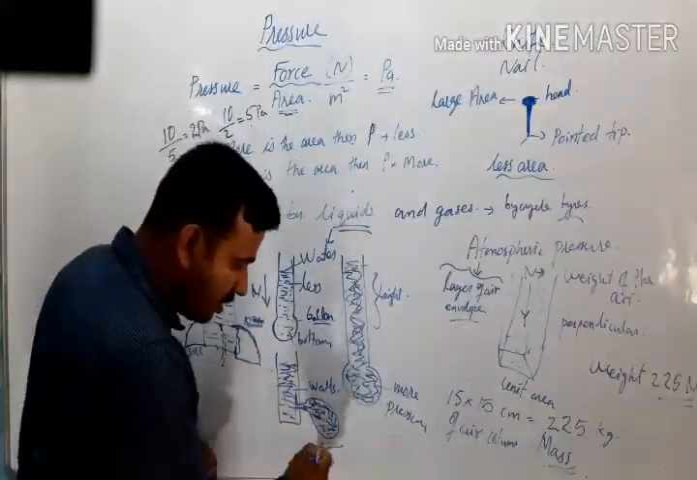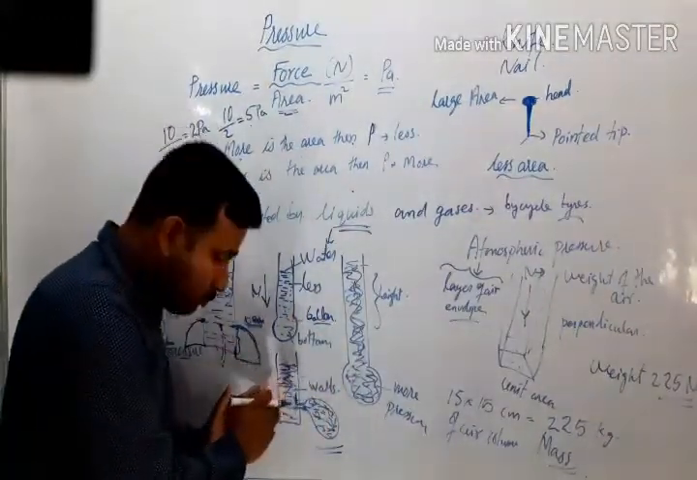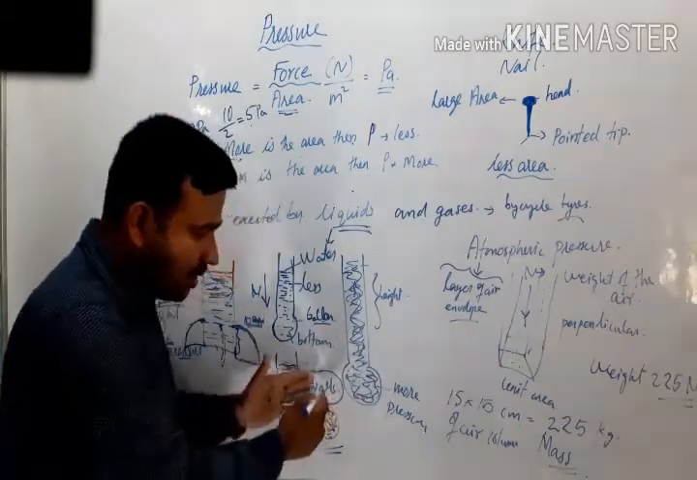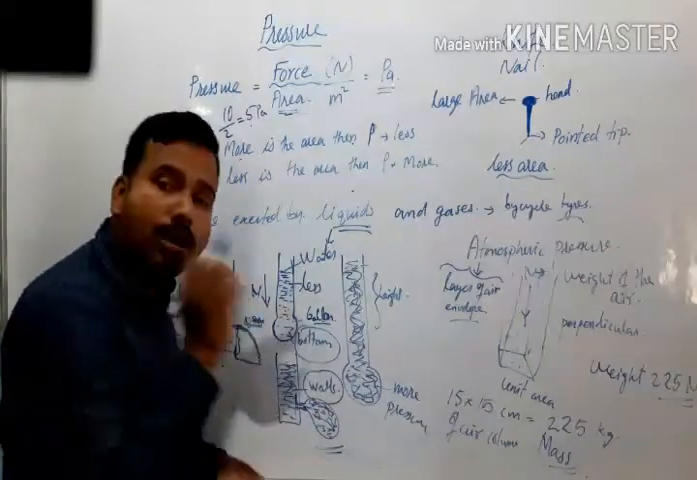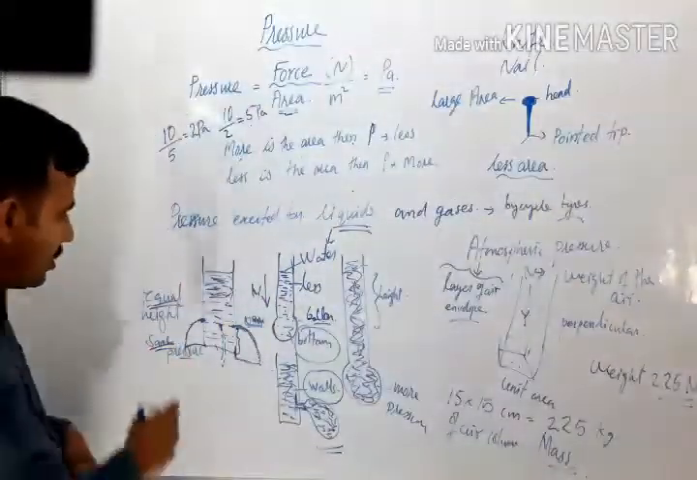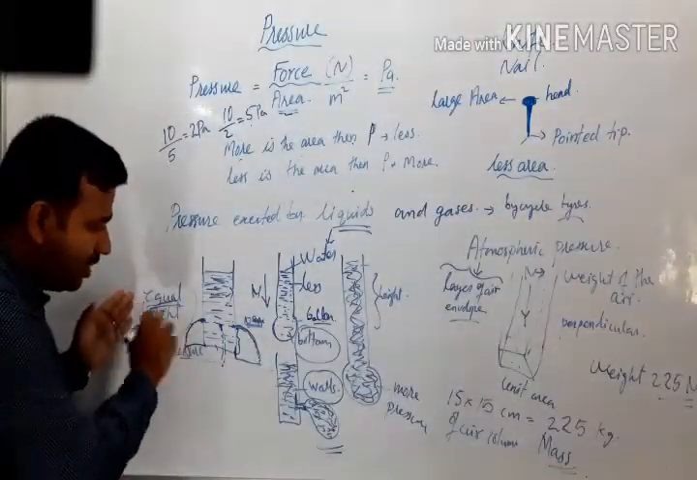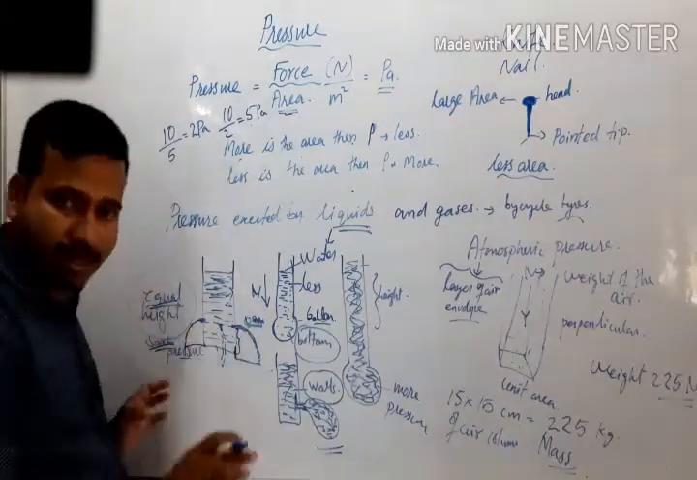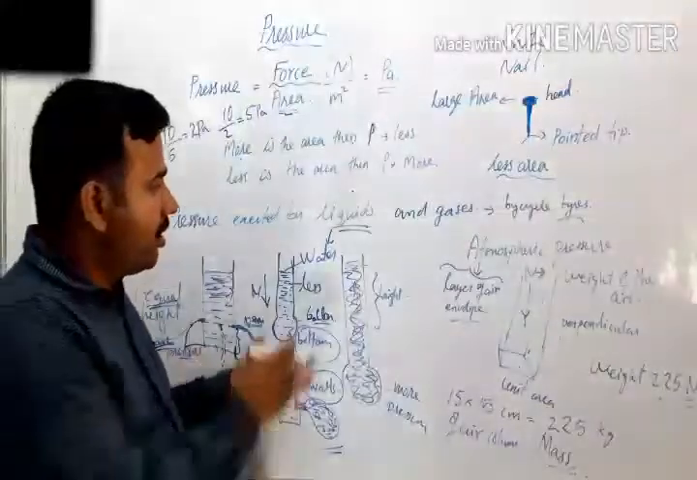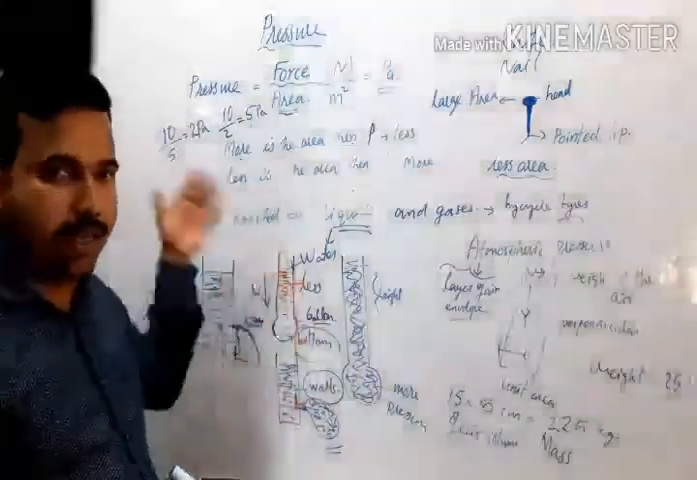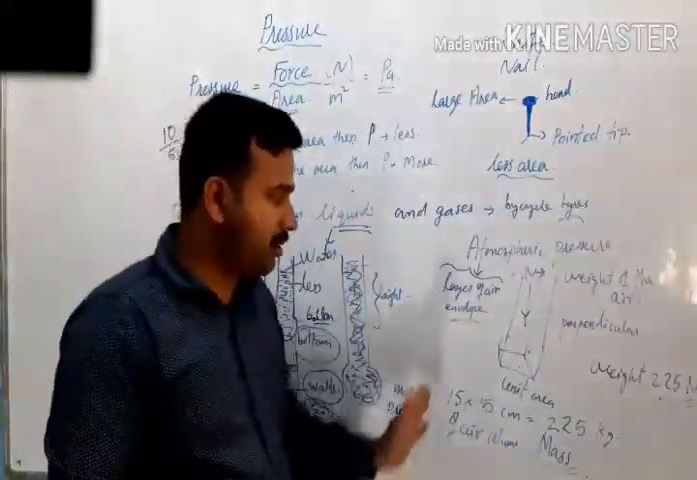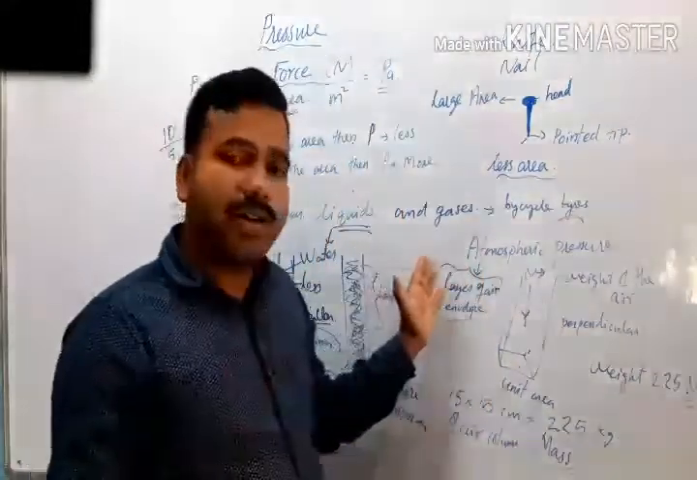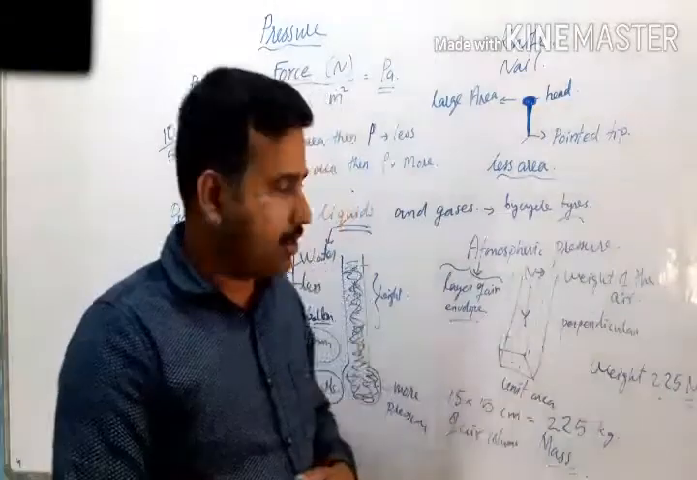So that means what? Liquids exert pressure on the walls of the container as well as at the bottom of the container. And one more thing, at equal height, the pressure will remain the same. I hope it is clear. Just rewind this video and watch this particular part again, so you will understand more. Okay, if you have any doubt, you can ask me later on WhatsApp.